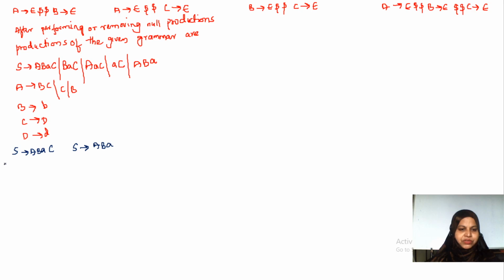We just have to substitute this one. Is any other there? Individually B is there, individually A is there. No need to add that one. So S tends to epsilon, epsilon, A, C. So S tends to A, C. S tends to epsilon, epsilon, A. S tends to A. So I'm going to add all those things for this one.